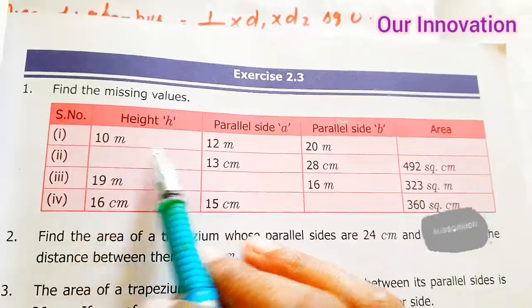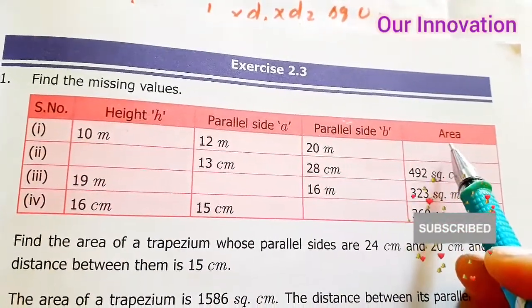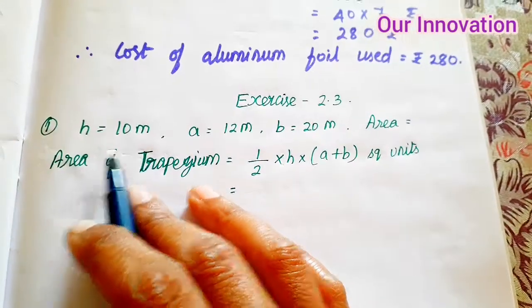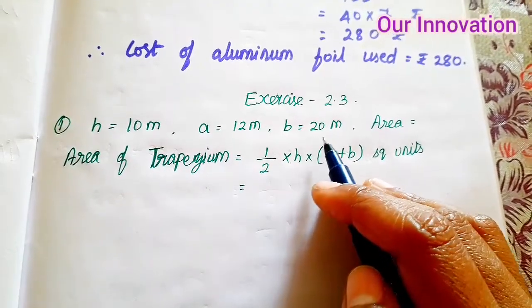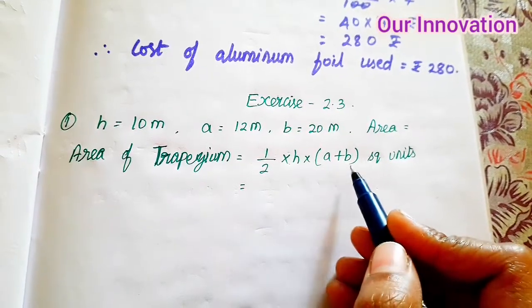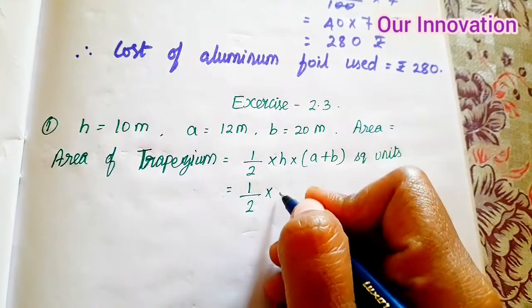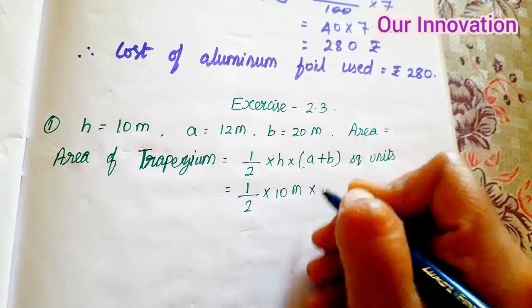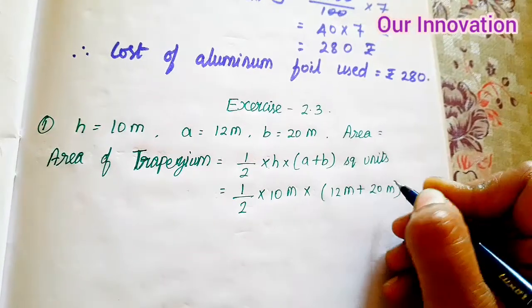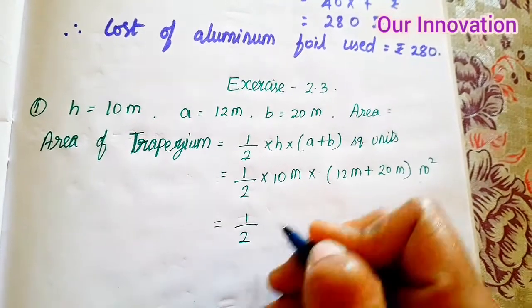Find the missing values. Height, parallel side A, parallel side B and area are given, and you use the area of trapezium formula to find the missing ones. H is equal to 10 meter, A is equal to 12 meter, B is equal to 20 meter. Find the area. Area of trapezium is equal to 1 by 2 into H into A plus B square units. So 1 by 2 into 10 meter into 12 meter plus 20 meter.